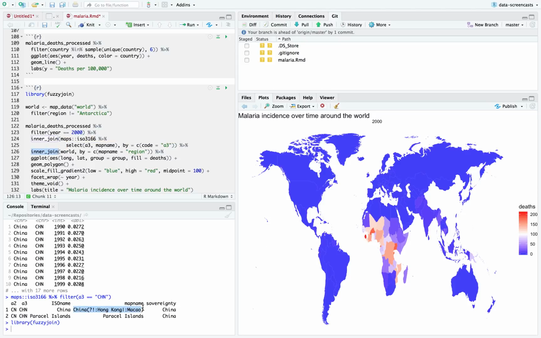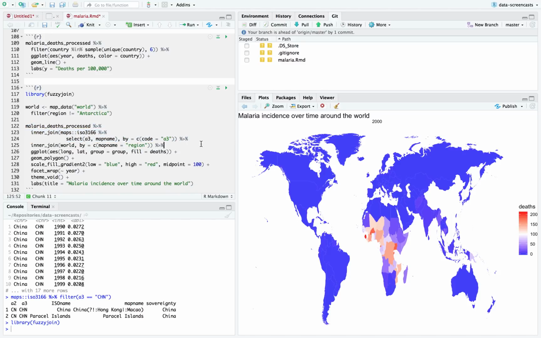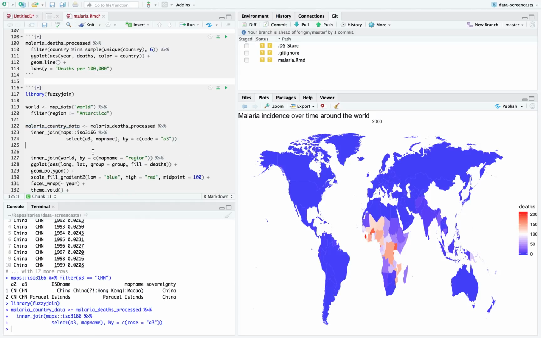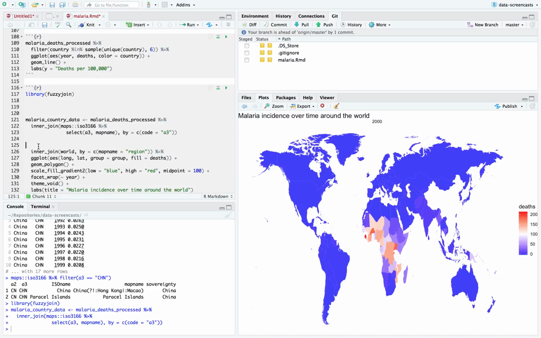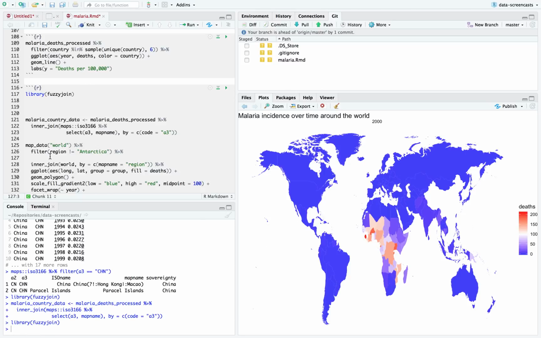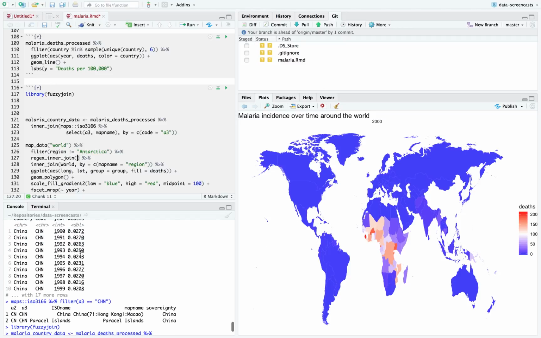So in this field, map name, I have a regular expression. In the other one, world, I have the data. So what I actually need to do here is say, I'm going to drop the filter for a moment. I need to change the order in here. I need to say malaria country data is this join with the maps. And then I need to take the world data and load the fuzzy join package and say regex inner join. So this will actually say join when the map data matches this field. So I'm going to flip this around.